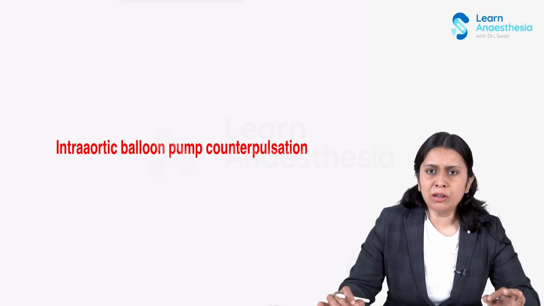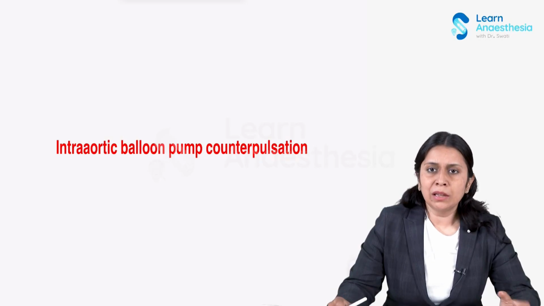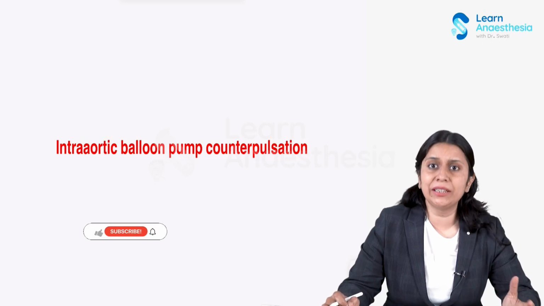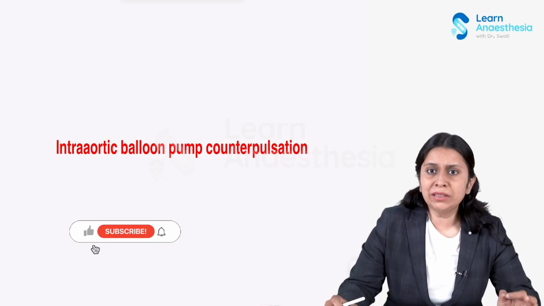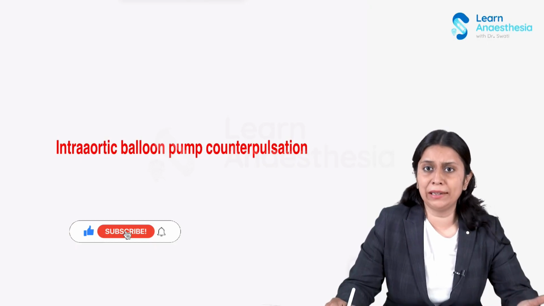So we will talk about the technical aspects of the device, how do we insert the device, what are the parts of the device, what could be the complications associated with the device. Then we will talk about what circulatory support the device offers. So how does it assist the cardiovascular system? How does it assist the failing heart?